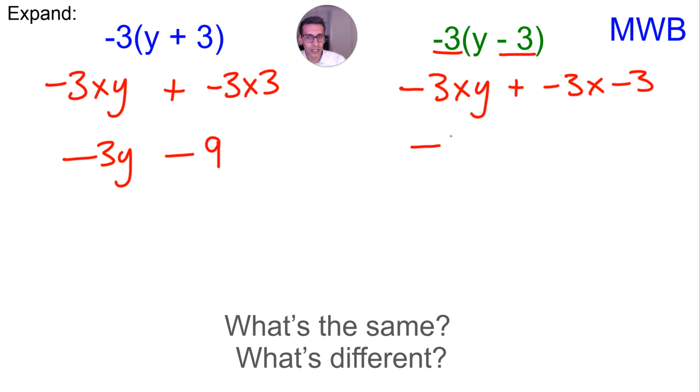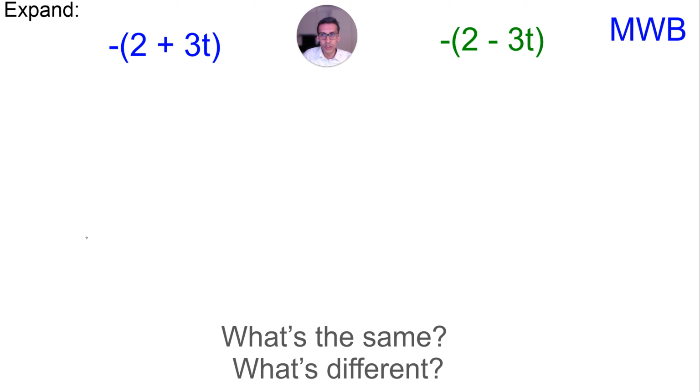So that becomes negative 3y plus, now negative 3 times negative 3 is actually just positive 9. So we can just write 9. We don't need to write another plus sign there. Technically we are allowed to do that, but that doesn't make a difference to us. So this would be negative 3y plus 9. Okay, some more examples here.